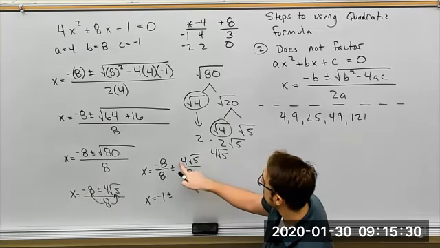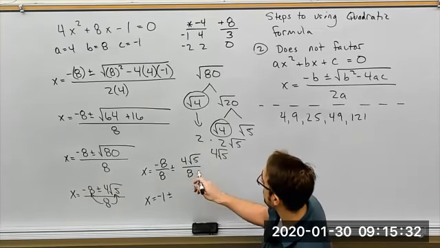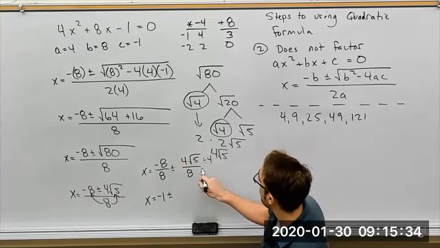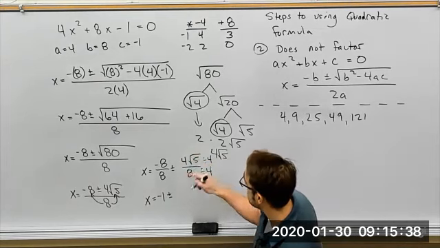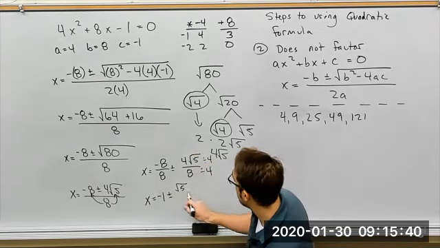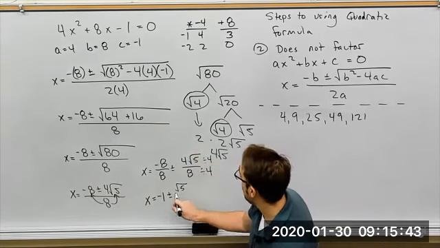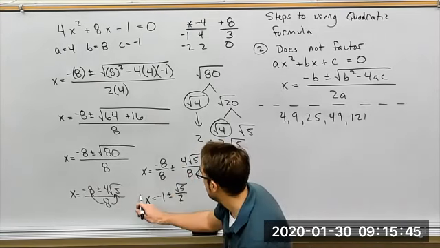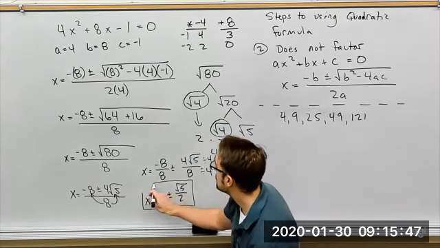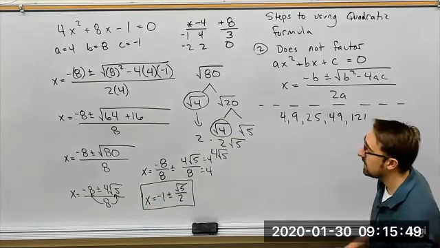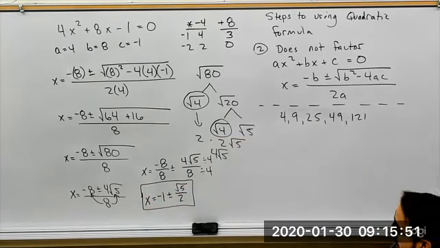Top of the fraction is divisible by 4. Bottom of the fraction is divisible by 4. So we're dividing top and bottom by 4. 4 divided by 4 is 1. So you're left with 1 times the square root of 5, which is just the square root of 5. And 8 divided by 4 is just 2. All right, so this is what your answer is going to look like. X equals negative 1 plus or minus square root 5 divided by 2.